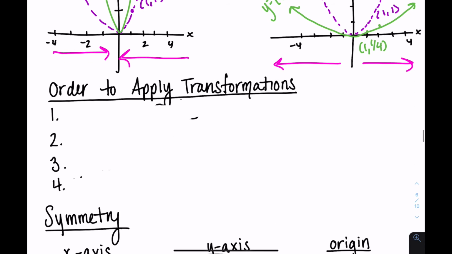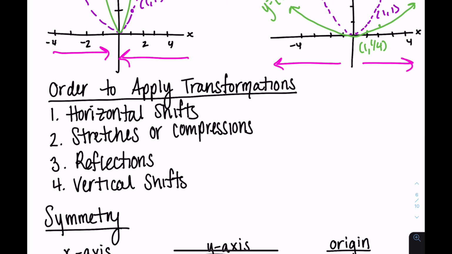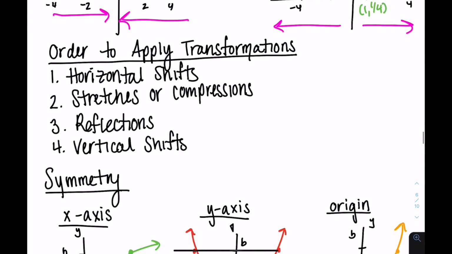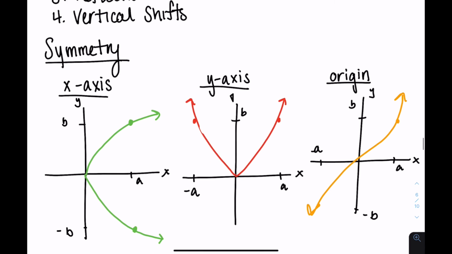But now that we do have this, we do have a specific order to apply the transformations in as well. You want to still do your horizontal shifts first, but now you're going to apply stretches and compressions here, then your reflections, and then your vertical shifts. So make sure you know these basic graphs down pat, and then you'll be able to graph a whole bunch more based on them. Okay?